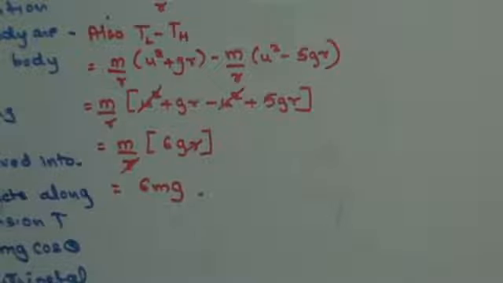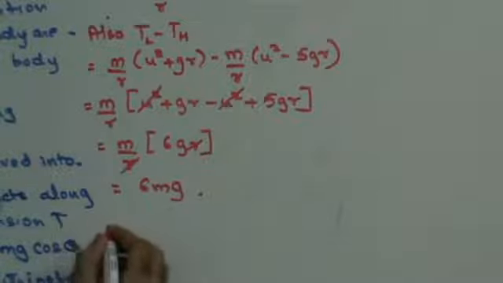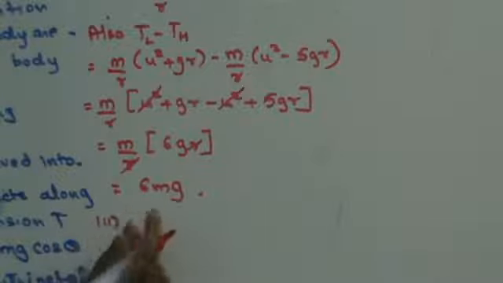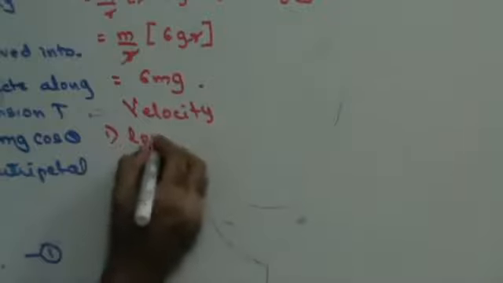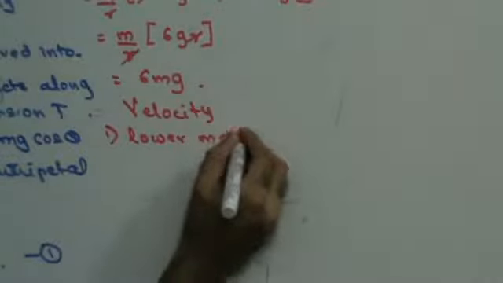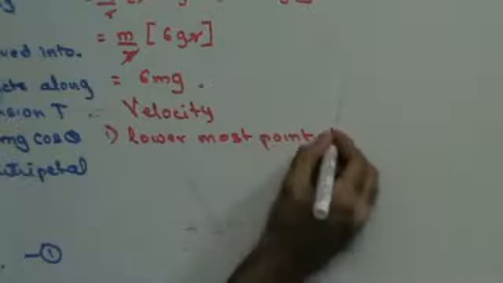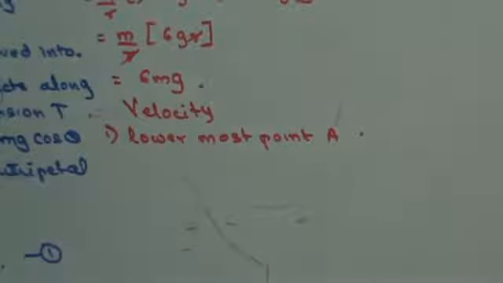The difference in the tension on the string between the lowest point and the highest point is 6 times the weight of the body. Fine, do we get this thing here? Now that we know the tension, let us find out the velocities. Let's find out the velocity at the lowermost point A.